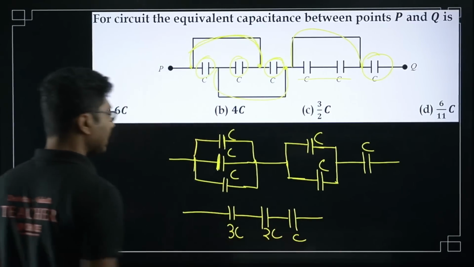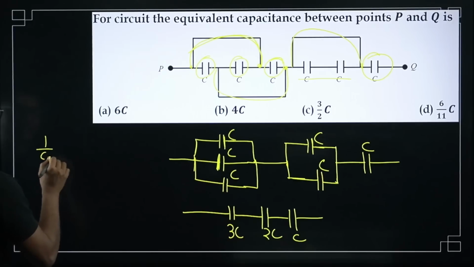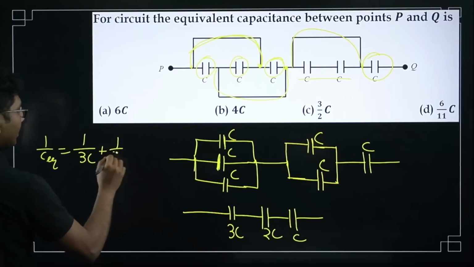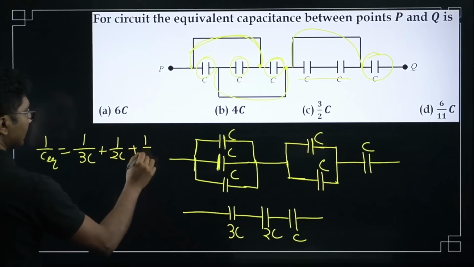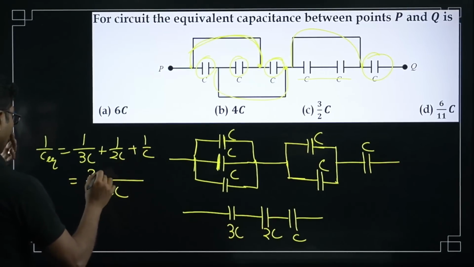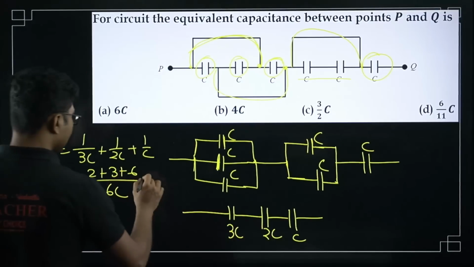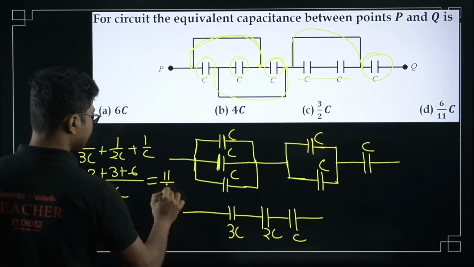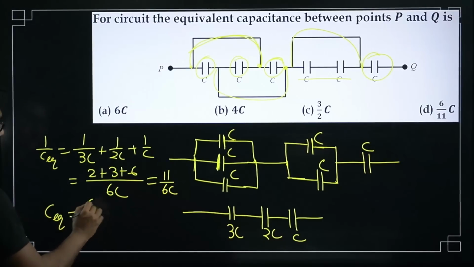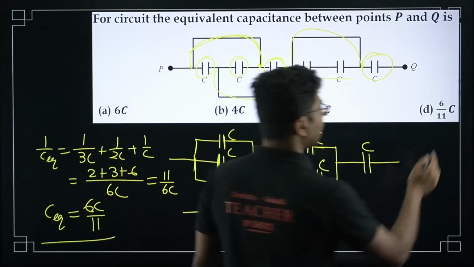Now you have to apply the equivalent law for series, that is 1/C equivalent equals 1/3C plus 1/2C plus 1/C. That is 1/6C times (2 plus 3 plus 6). Right? So it will be 9 plus 2, that is 11/6C, or C equivalent equals 6C/11. The correct answer is option D.